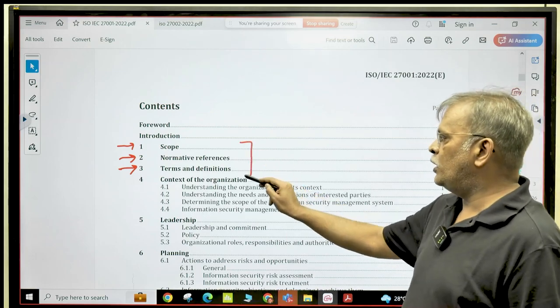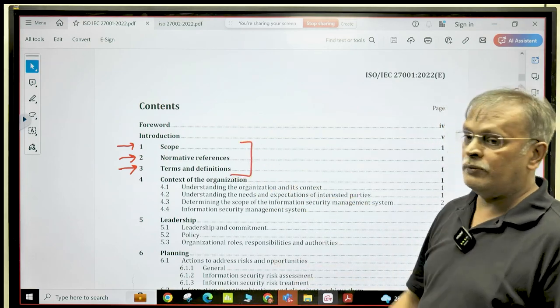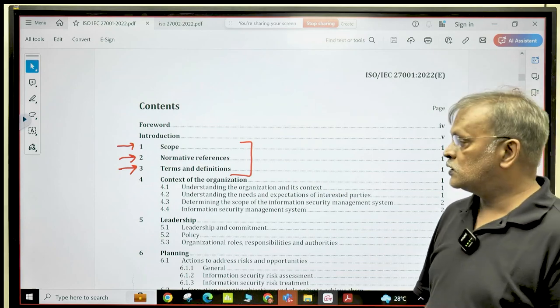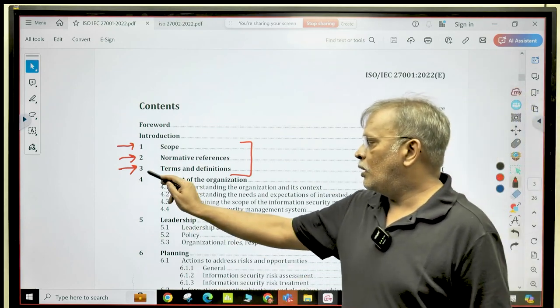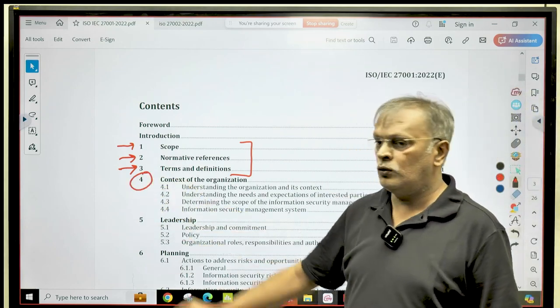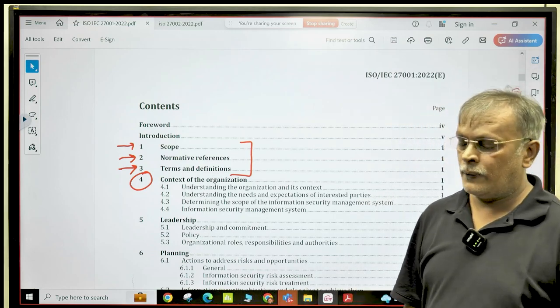There is nothing auditable, nothing required mentioned in these. We'll look at it once. Actual requirements will start with clause number 4, which is the context of the organization.